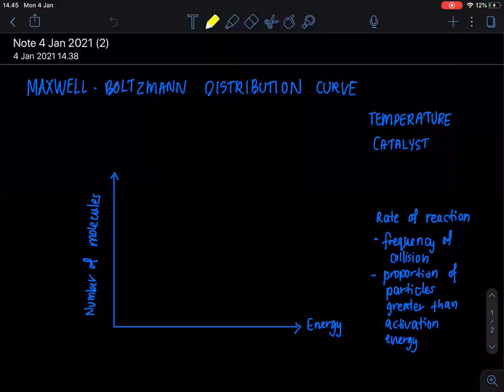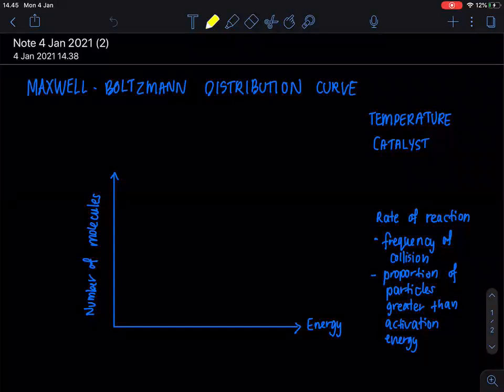Hi guys, so today I will teach you about the Maxwell Boltzmann distribution curve and the rate of reaction. When we have any reaction, the reactants will have energy, and the Maxwell Boltzmann distribution curve shows the distribution of energy of all these particles in this sample in the form of a graph. The graph looks something like this.